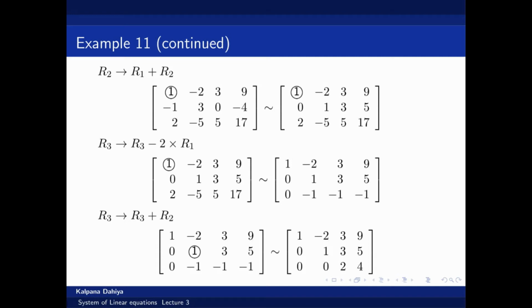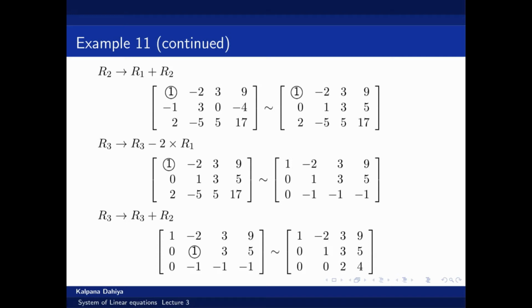If we apply this operation, we get the matrix as first two equations as it is, 1, minus 2, 3, 9, 0, 1, 3, 5. Now the third equation is represented by the third row of the matrix. It is 0, minus 1, and minus 1.